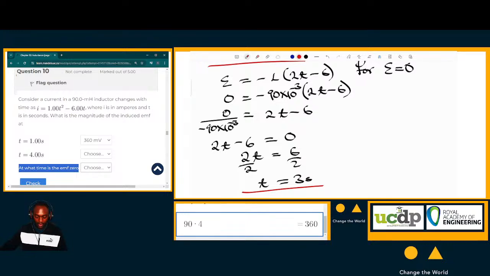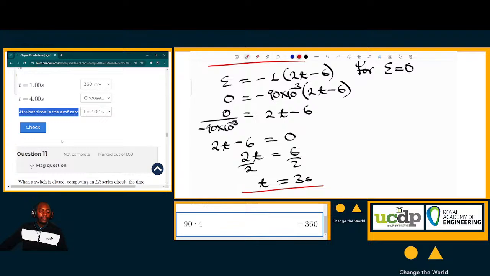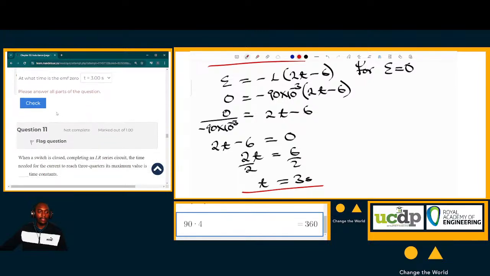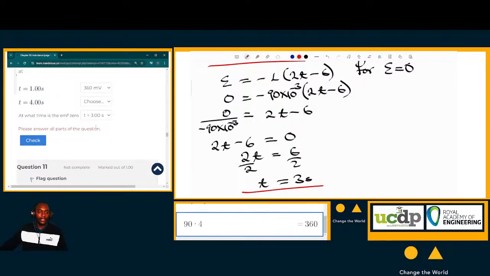If we've got 3 seconds there, so obviously t is equal to 4. I'm not going to select an answer, so it will come out as "please answer all the parts of the question." So you answer all the parts of the question, and then you confirm if these answers are correct. But basically that is the concept.